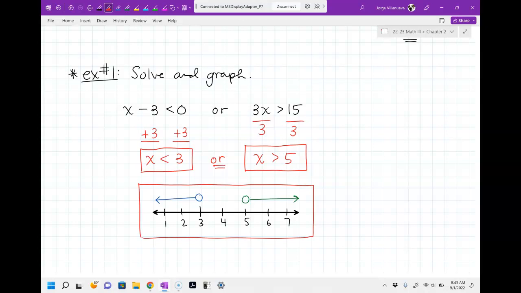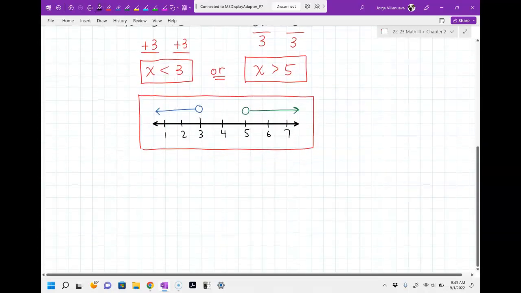And in an OR problem, as you can see, the graphs are going in opposite directions. This or that, right? If it's an AND problem, you tend to see them approaching each other. So let me show you an AND problem. But before I do that, any questions on this one? So we're good? All right, so let's look at example 2.